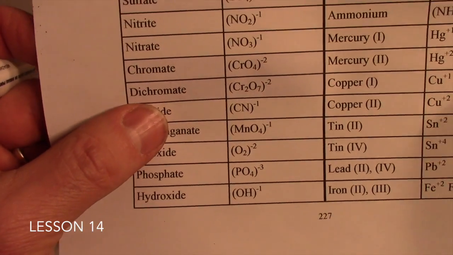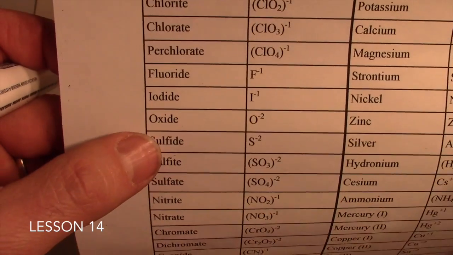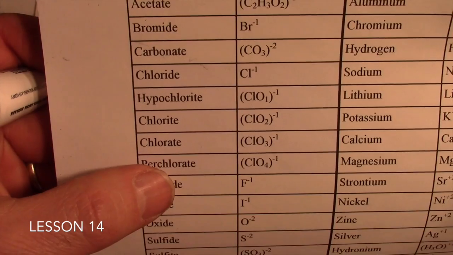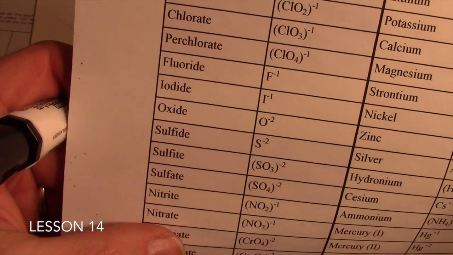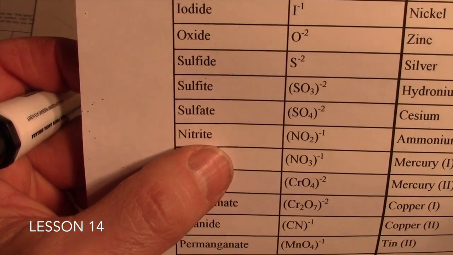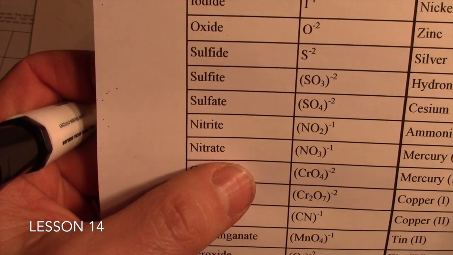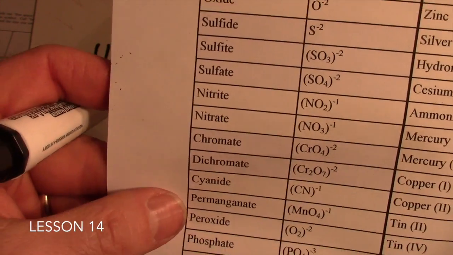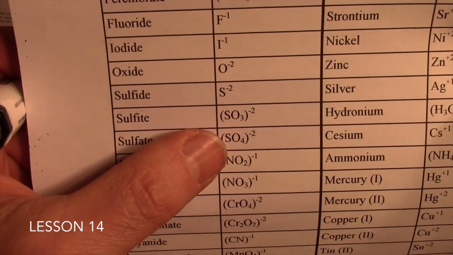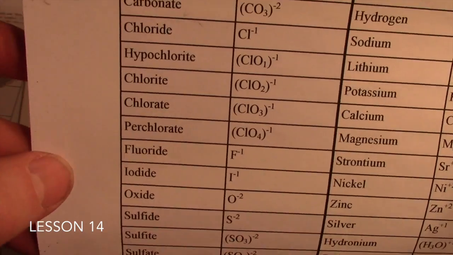Ready? The ites and ates have oxygen in them. In the combinations of the two, like nitrite and nitrate, the one that ends in ite has fewer oxygens than the one that ends in ate. So we've got NO2, NO3. Our sulfite and sulfate are the 3 and the 4 combination.